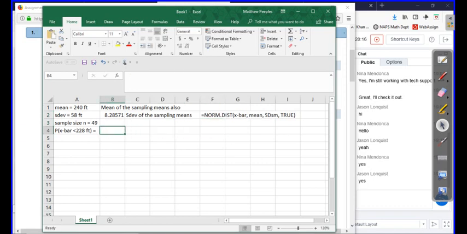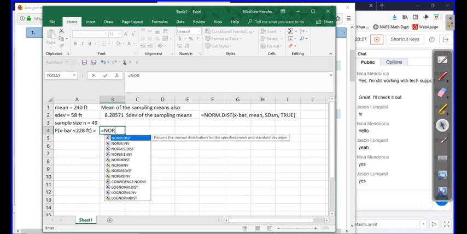So to get this value, here's how I'm going to type it in. I'm going to say, well, remembering that we want a normal distribution, we're going to take norm.dist. Here's the function right here.